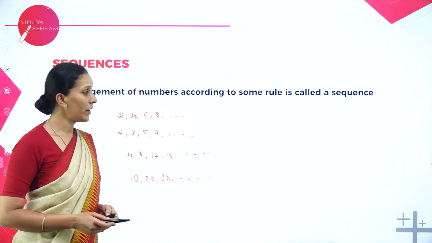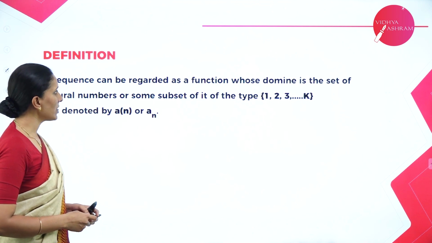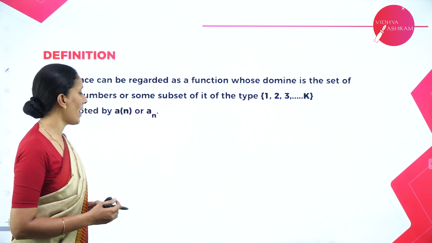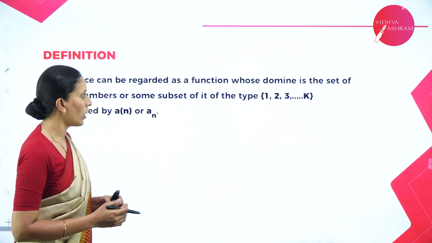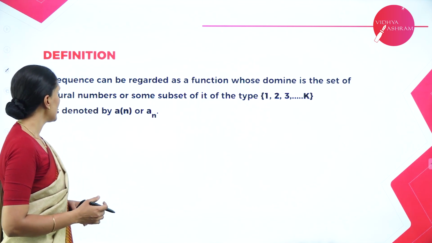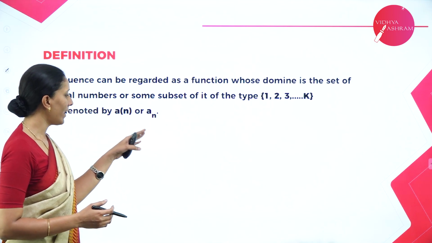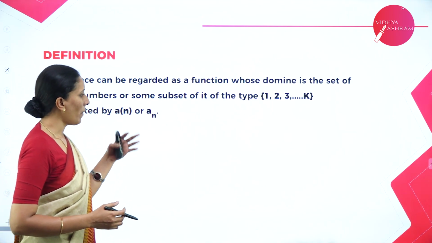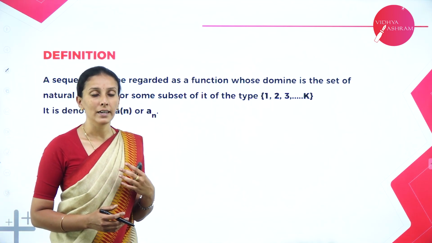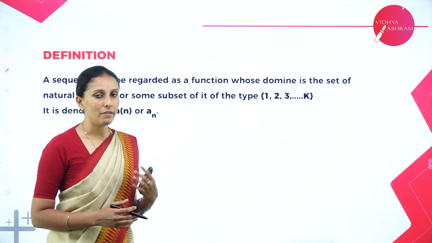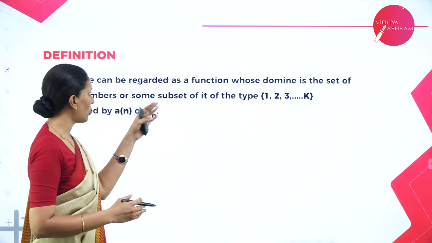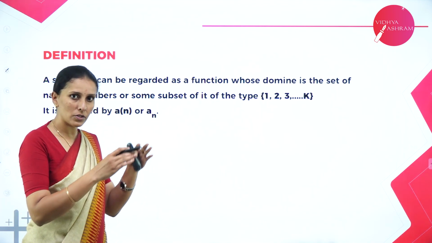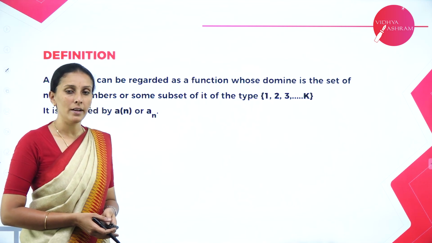Now let's see the proper definition of a sequence. A sequence can be regarded as a function whose domain is the set of natural numbers or some subset of it of the type 1, 2, 3 until k. It is denoted by a of n or an. Here the domain of the sequence is always the natural numbers. It always starts from 1 to infinity, or a subset of it, meaning a very short set of natural numbers.